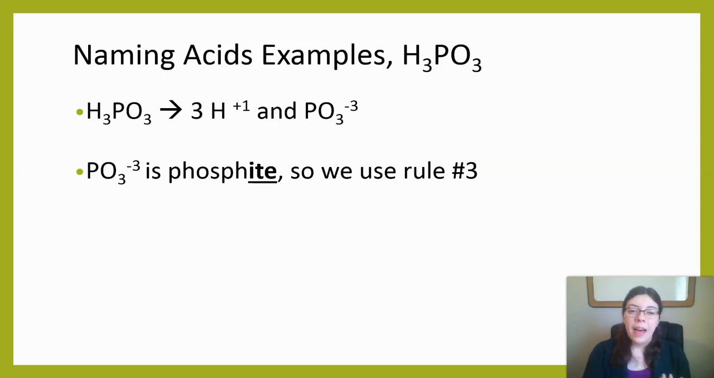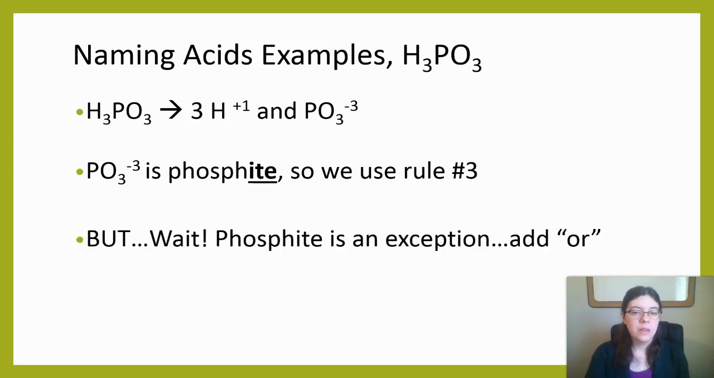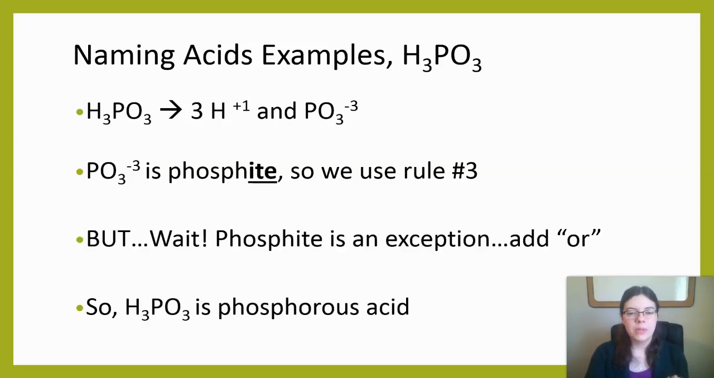So I'm going to have the us ending, okay? But I still need to add that or. So that makes a little bit more sense of pronouncing. So this one becomes phosphorus acid. And it's only really with anything that has the phos beginning, so phosphate, phosphite, that you need to add that or.